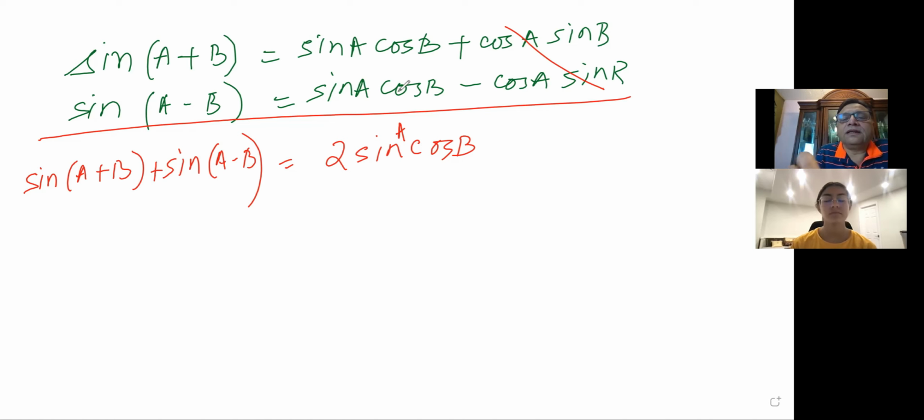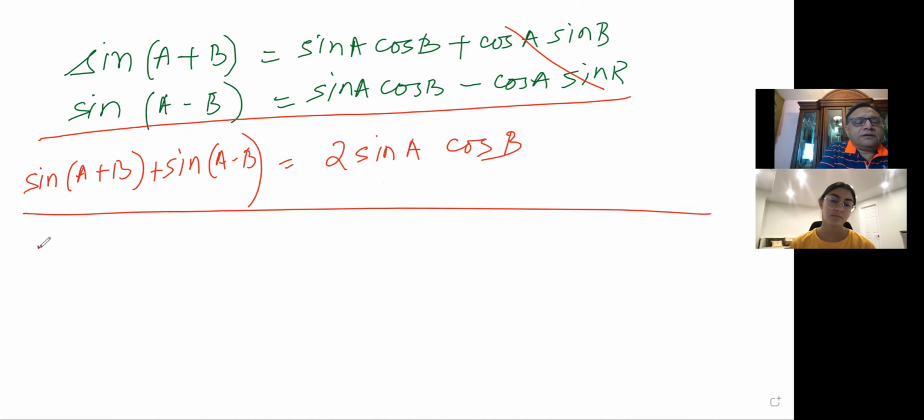Sine, I wanted to write A. Let me redo it because I wrote C. Cos came very close, right? So sine 2 sine A cos B. Is that okay? Yeah. 2 sine A cos B, right? So this is another formula: sine A plus B plus sine A minus B is 2 sine A cos B. Great.